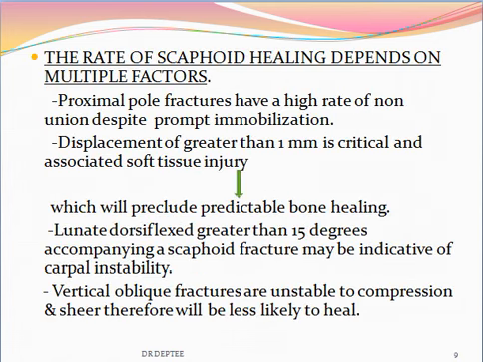Then the rate of scaphoid healing depends on multiple factors. First, proximal pole fractures have a high rate of non-union. Second, displacement of greater than 1 mm is critical and is associated with soft tissue injuries, which will preclude predictable bone healing. Third, lunate dorsiflexion, if it is greater than 15 degrees, is accompanied by a scaphoid fracture. This makes carpal bones unstable. Fifth, vertical oblique fractures are unstable to compression and shear, and therefore will be less likely to heal.